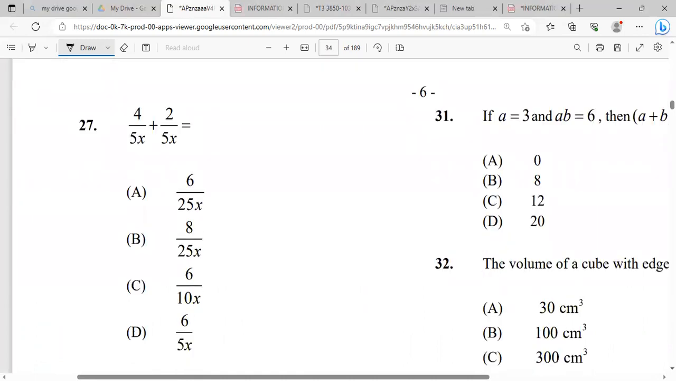All right, so let's look at this. So we have both of them with the same denominator. So we keep the denominator and we add, so that gives us 6 over 5x. So that would be that.